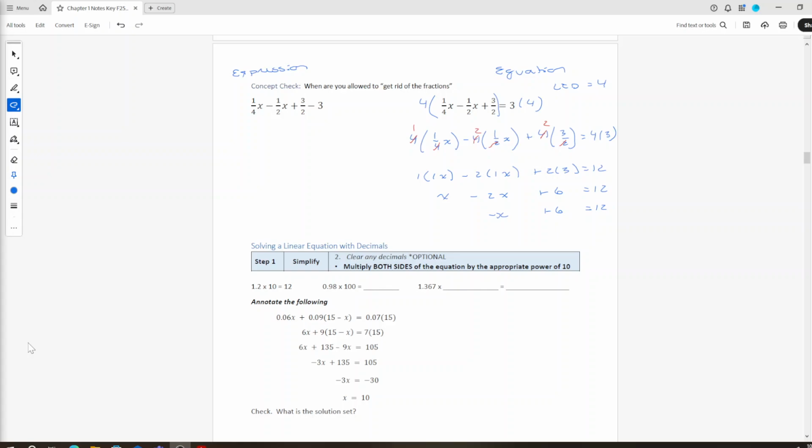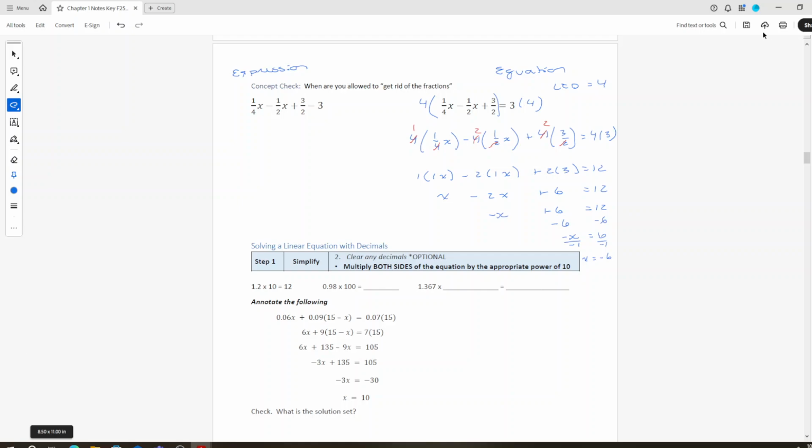So I had collected like terms. I get -x plus 6 is equal to 12, and then I had -6 from each side. I end up with -x is equal to 6, and then I would divide each side by -1 to get x by itself, and I would get x is equal to -6. I got a solution for x. When I plug in x is -6 into the original equation, it will make it true.